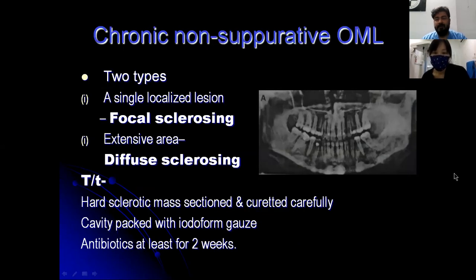In chronic non-suppurative, now the pus is not there. That is more dangerous. You never know what is going on. So there are 2 types: single localization, and extensive, which is diffuse sclerosing. The treatment is that the hard sclerotic mass is sectioned and curetted carefully. The cavity is packed with iodoform gauze, and antibiotics are given for at least 2 weeks.